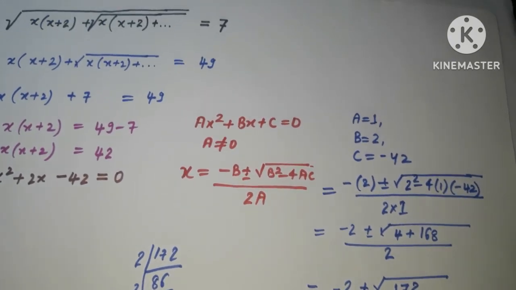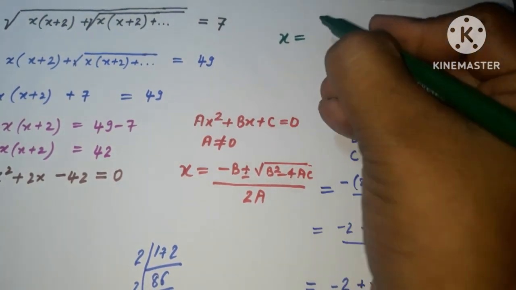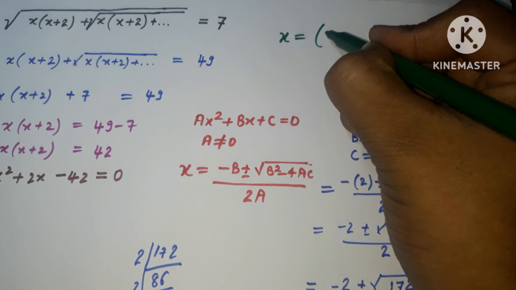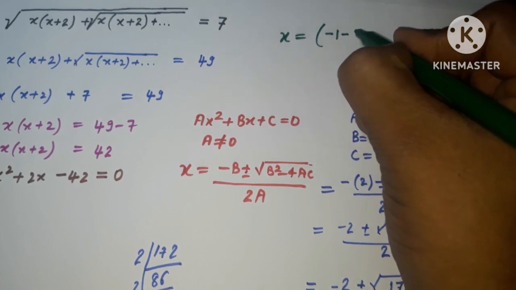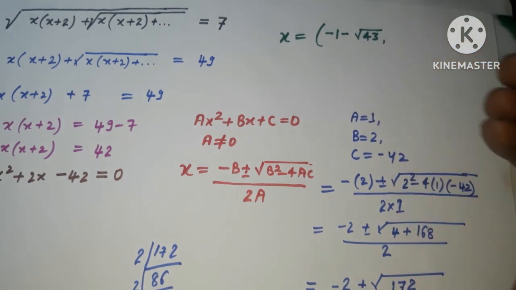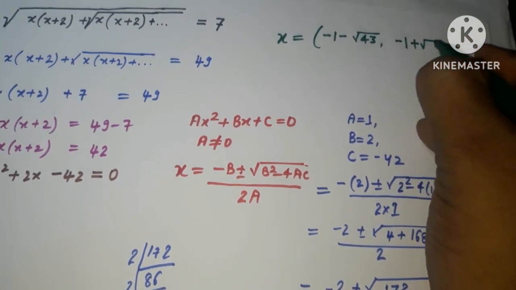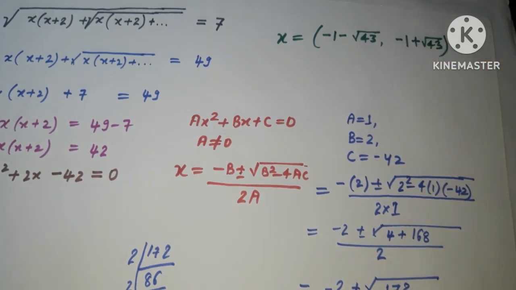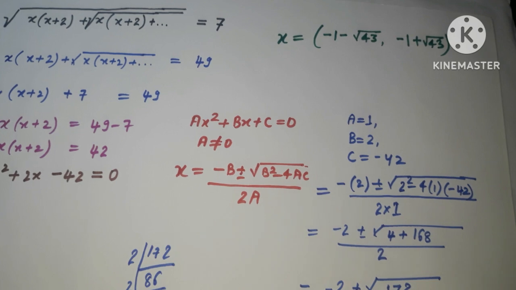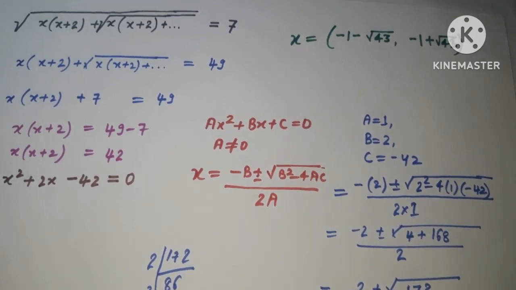So there are two values for x. Those values are x is equal to negative 1 minus root under 43, and another value is negative 1 plus root under 43. This is our solution. There are two solutions, right? So this is our final solution for x.